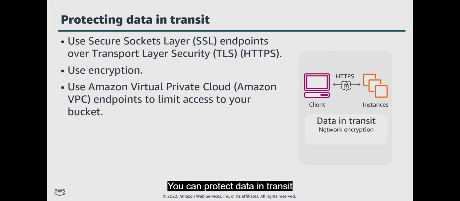You can protect data in transit by using Secure Sockets Layer, or SSL, or client-side encryption. You can securely upload your data to or download it from Amazon S3 through SSL endpoints by using the HTTPS protocol. You can limit access to an S3 bucket from a specific Amazon Virtual Private Cloud or Amazon VPC endpoint or a set of endpoints by using S3 bucket policies.